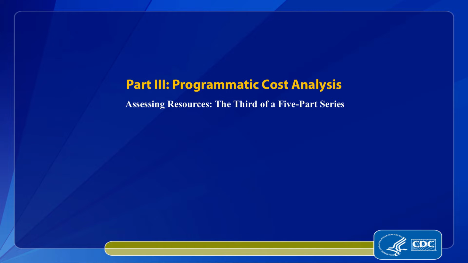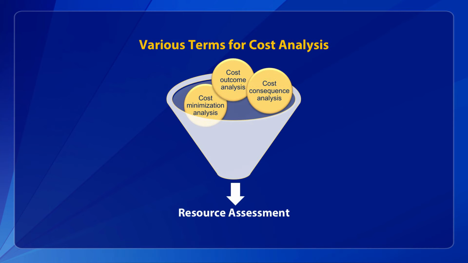This module discusses programmatic cost analysis. This type of analysis assesses the resources required to implement an intervention or program, and the costs associated with the use of those resources. The terminology used in the field is somewhat vague and inconsistent. Programmatic cost analysis may be called cost-outcome analysis, cost minimization analysis, or cost-consequence analysis. In essence, the idea is that you assess the resources required to implement an intervention.